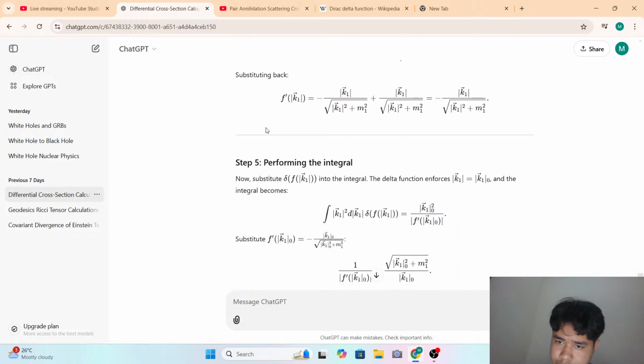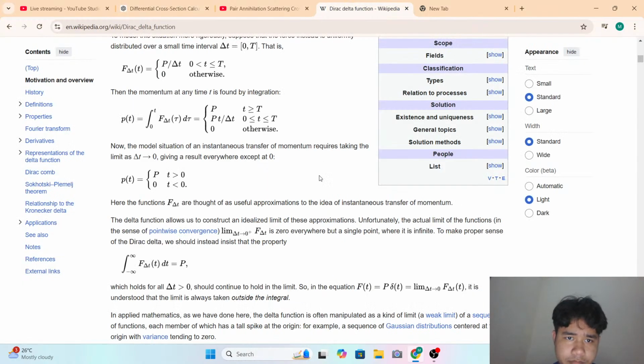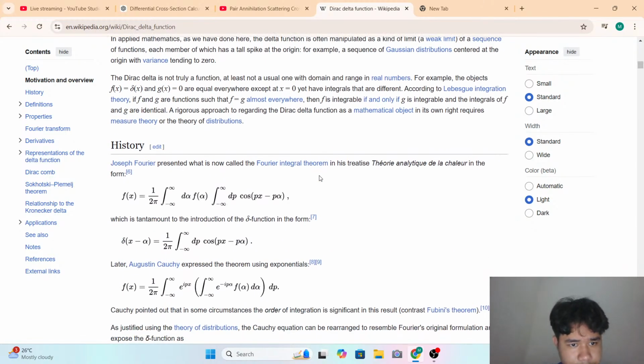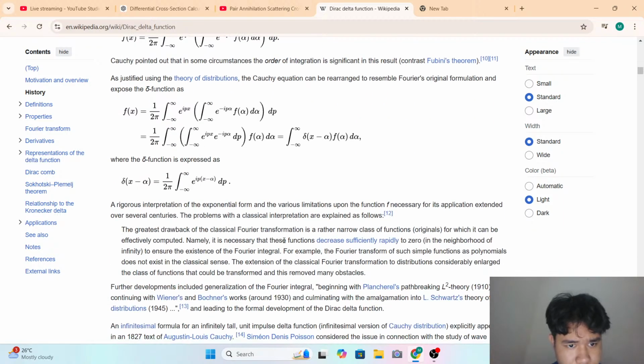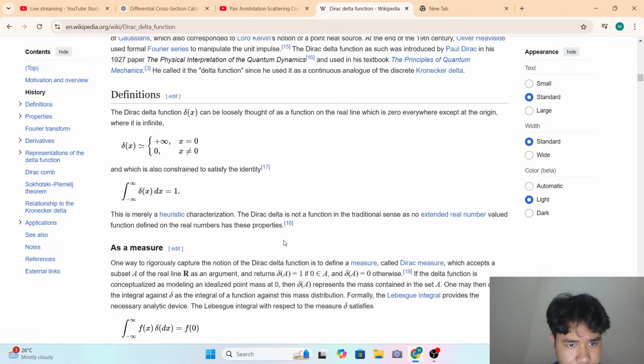I think I kind of understand it now. I kind of understand it, but, I mean, technically I understand it now, but I just want to make sure whether my understanding is correct or not.